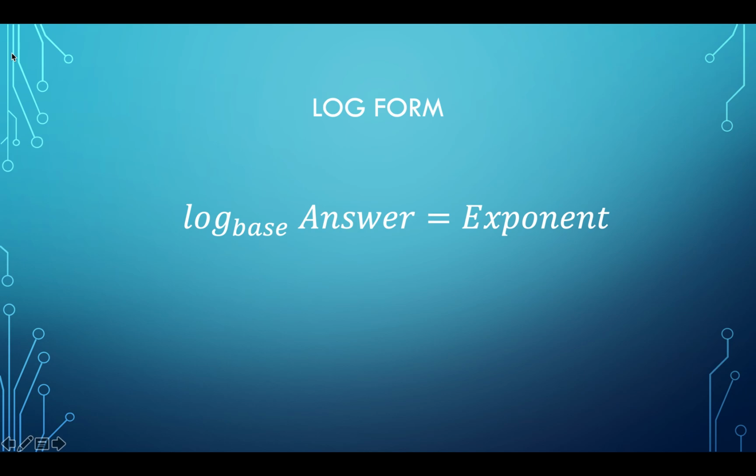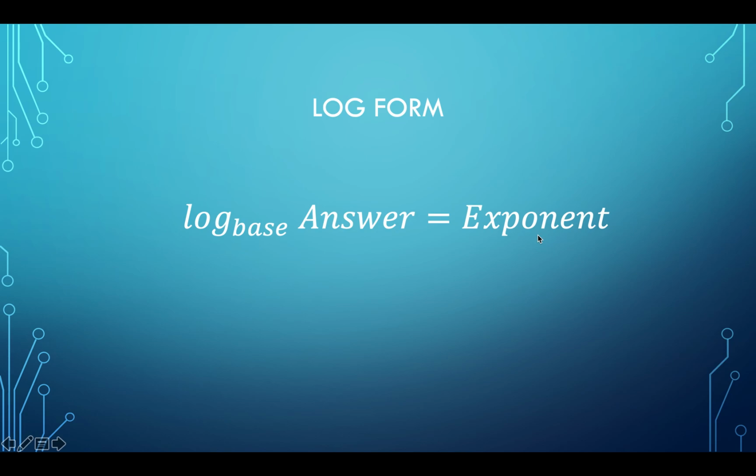Yesterday, we went over log form and exponential form. Logs and exponents are basically inverses of each other, so you can convert from log form to exponent form and exponent form to log form. You can go back and forth between the two. The way we read log form is log base, and our base is always going to be some type of number, log base of whatever our answer is, equal to whatever our exponent is.